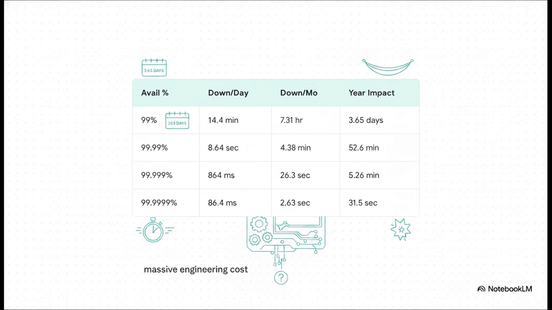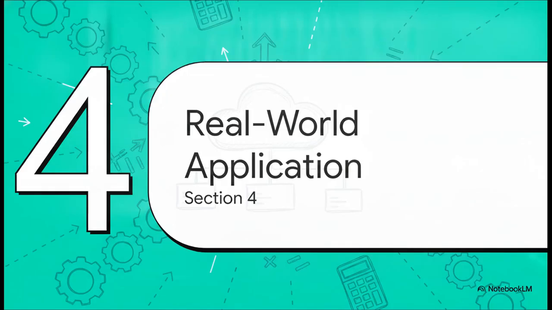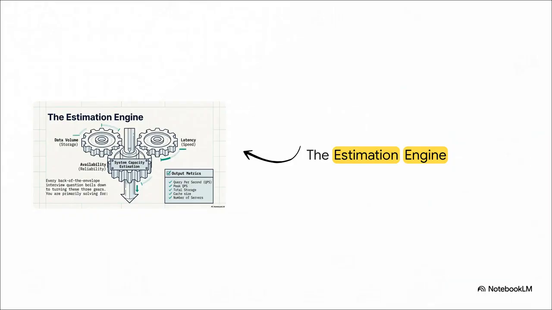All right, time to put this into practice in Section 4, Real-World Application. I want you to think of every single system design problem as this sort of estimation engine. Basically, every interview question is just asking you to turn these 3 specific gears: data volume for storage, availability for reliability, and latency for speed. By turning those gears, you can calculate the required output metrics. Things like your queries per second, total storage needs, cache size, and the raw number of servers you'll need to actually keep the lights on.